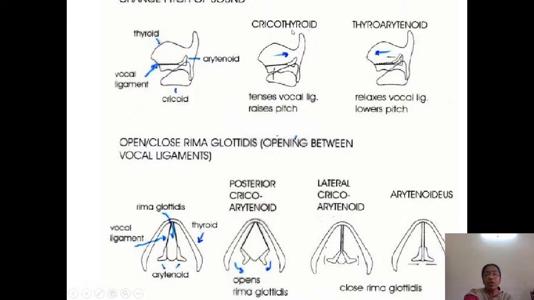When you see cricothyroid, that muscle is acting as a tensor of the vocal cords. The thyroarytenoid relaxes the vocal ligaments and decreases the sound, as we have seen earlier. Among the intrinsic muscles, those that open the rima glottidis are the posterior cricoarytenoid and the arytenoid, and the lateral cricoarytenoids are helpful for closing. So all in all, we have tensors, relaxers, and muscles that aid in opening and closing of the glottis.